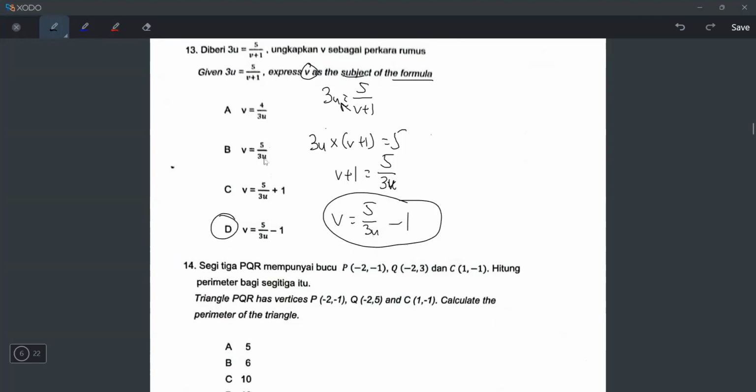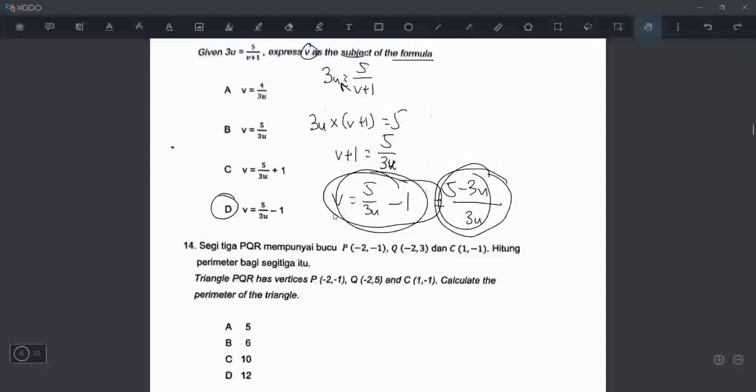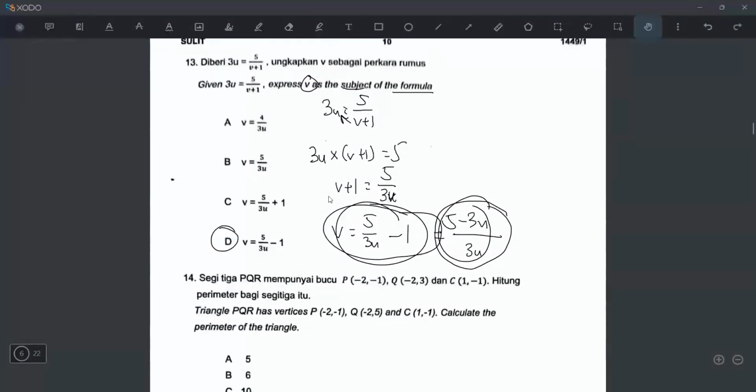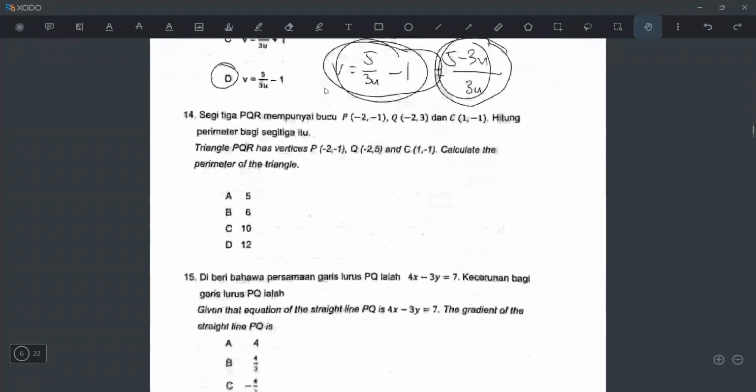But what if you look for the answer and there's no answer, tak ada jawapan? Then you try to make it a single fraction lah. How to make it a single fraction? Make the denominator the same, and then the 5, the 1 also you will times 3u like this. This is also correct. This and this is the same thing. But since this is objective and I saw that D matches with this already, so I don't have to waste time. Just do more exercise lah. Then you will be good at this pina one.